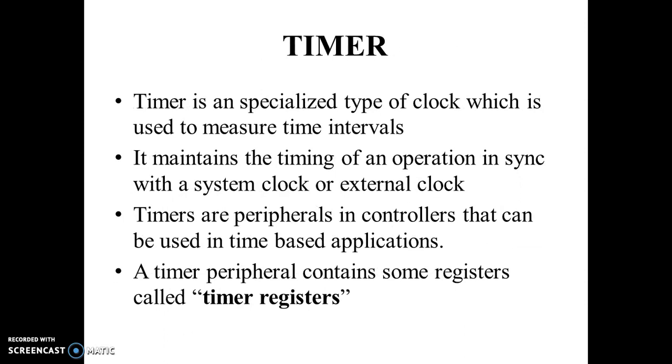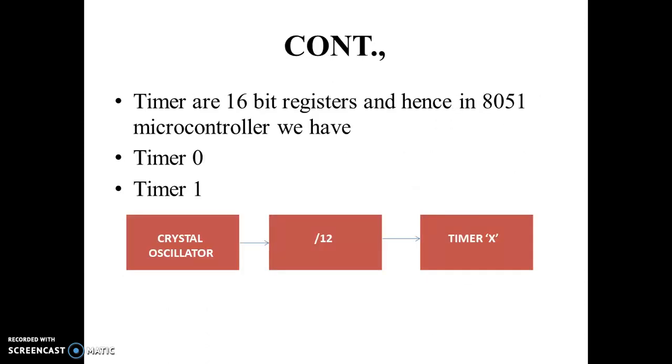Timer. A timer is a specialized type of clock which is used to measure time intervals. It maintains the timing of an operation in synchronization with the system clock or external clock. The timers are peripherals in controllers that can be used in time-based applications. A timer peripheral contains some registers, called the timer registers. The timers are 16-bit registers, and hence in the 8051 microcontroller we have timer 0 and timer 1.